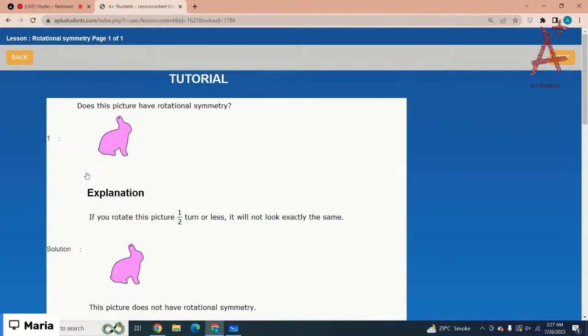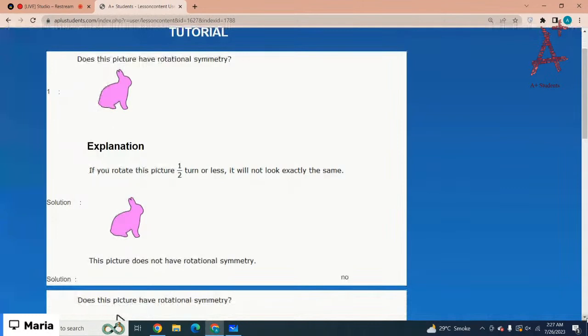Okay, does the picture have rotational symmetry? No. If you rotate the picture half turn or less, it will not look exactly the same. The picture does not have rotational symmetry. So what is rotational symmetry? Rotational symmetry means if you rotate a picture by half, it looks the same. Then that means it has rotational symmetry, right?